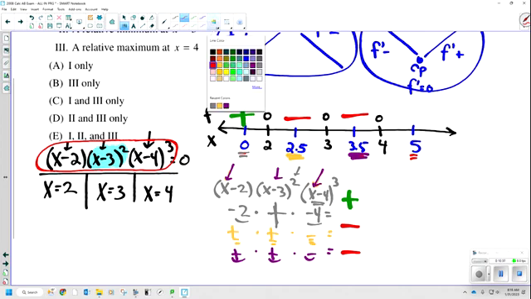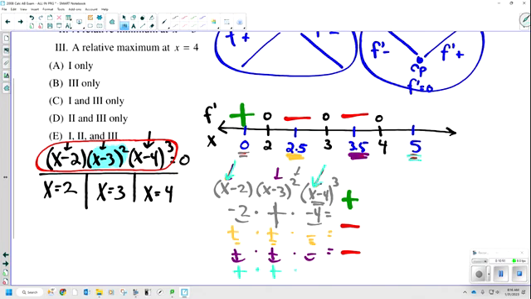Let's check the number 5. We'll do it in this fancy little blue here. And again, we want the thinner one. If I put a 5 into this x, that's a positive 3 times, well, this will always be positive, times. If I put a 5 here, that would be a positive 1. If I multiply 3 positive values together, that will indeed give me a positive.